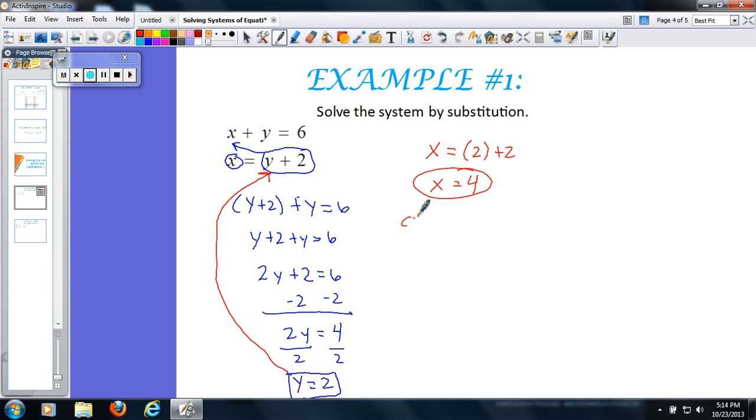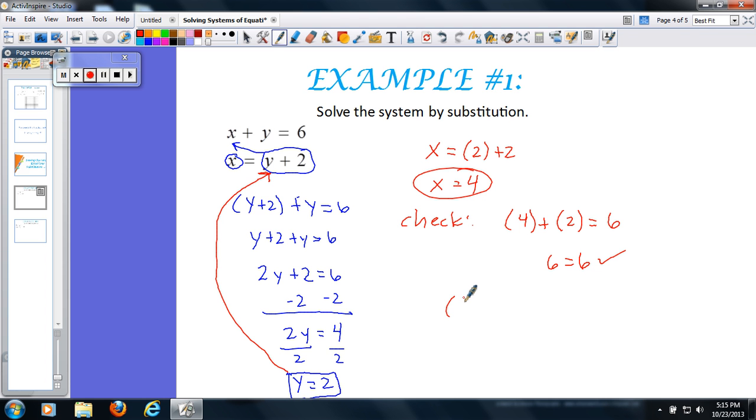Okay? Now, you can check your answer by taking x equals 4 and y equals 2, and plugging it back into the other equation that I didn't use. So I'm going to say 4 plus 2 equals 6, and 4 plus 2 is 6, so I get 6 equals 6, and it checks.